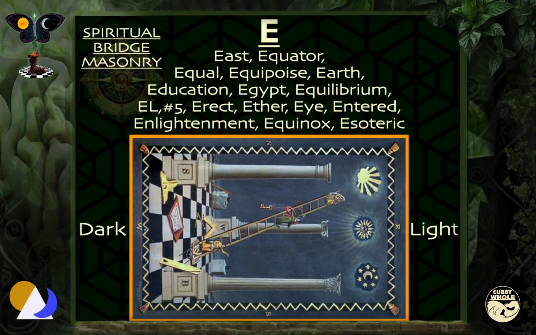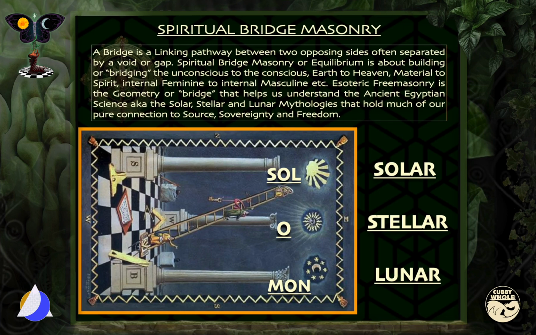It stands for erect. It stands for ether. It stands for eye. It stands for entered, as in entered apprentice. It stands for enlightenment and equinox. And it also stands for esoteric. And there's a few other words, but I just wanted to make mention of that. I won't have time to go through all of these and explain each one and how they all correspond, but it's very beautiful when you really see how it all connects.